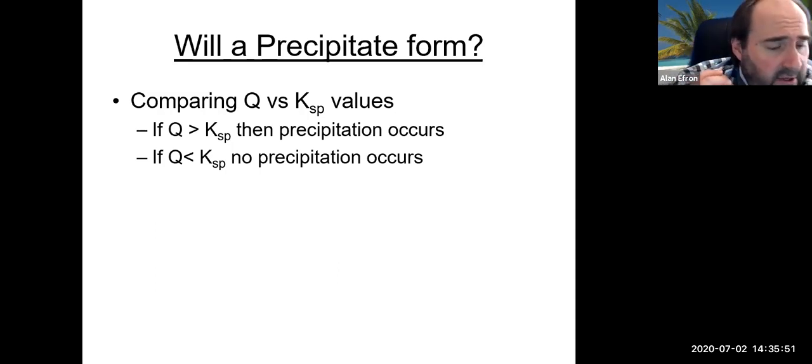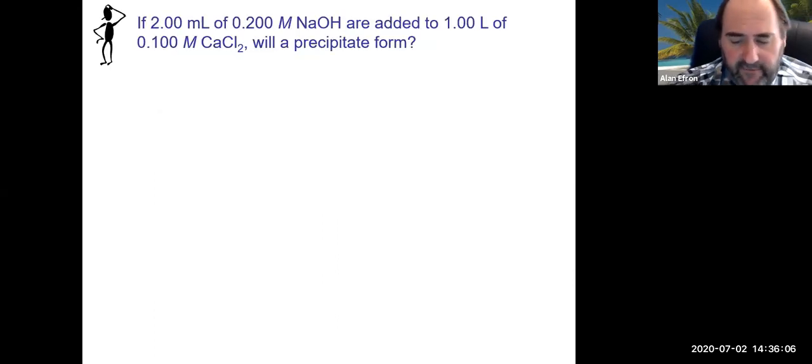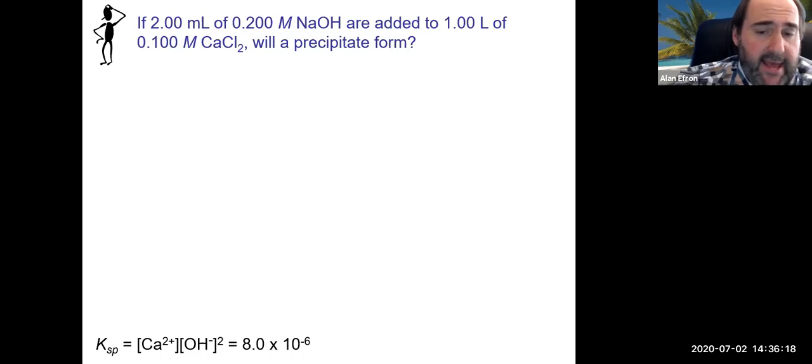And that's where we could use our Q and our KSP to compare whether or not we would predict, if we mix these two solutions, would we get a solid that would form. So let's take a look at one and see how that goes. Let's say, for example, that we take 2 milliliters of a 0.2 molar sodium hydroxide solution, and we're going to mix it into 1 liter of a 0.1 molar calcium chloride solution.